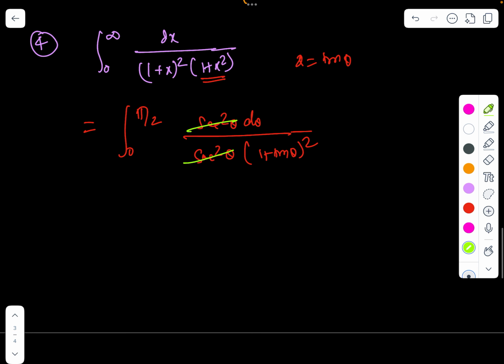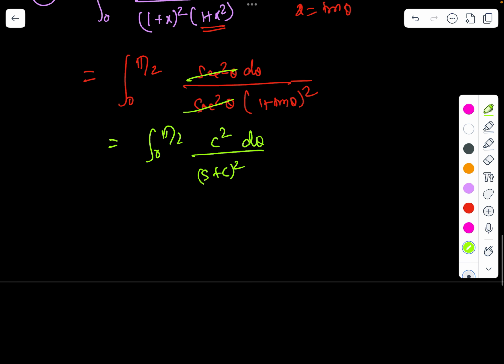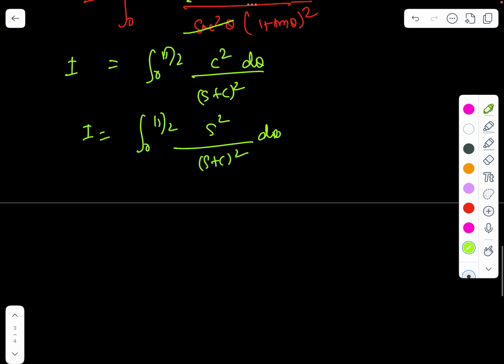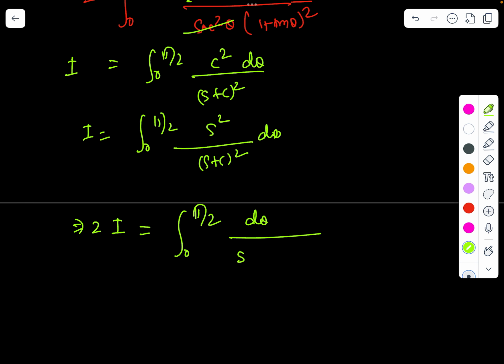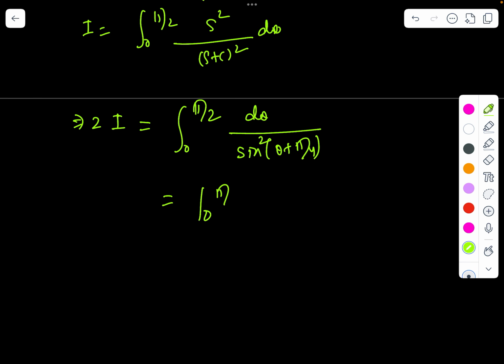It gets killed, and now I can write it as the integral from 0 to pi by 2 of cos square by (sine plus cos) whole square d theta. We can apply King's rule now, and replace this with sine square by (sine plus cos) whole square. What if we add both of them? So we have 2I equals the integral from 0 to pi by 2 of d theta by (sin theta plus cos theta) whole square. And sin theta plus cos theta you can write as root 2 sine of (theta plus pi by 4). So this basically went to the integral from 0 to pi by 4 of cosecant square (theta plus pi by 4) d theta.